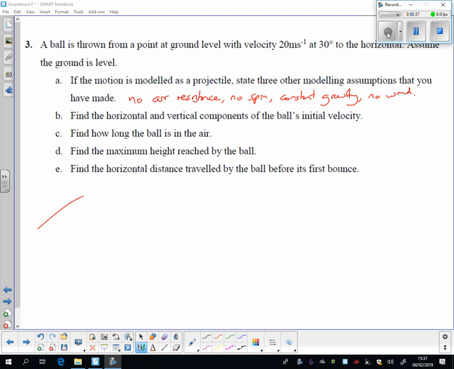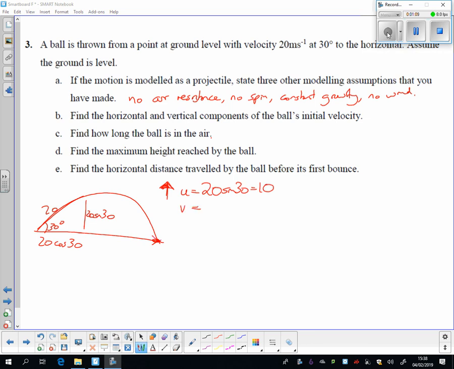We're going off at 20 meters per second, and we're going at 30 degrees to the horizontal. So we can split that up very quickly into 20 cos 30 here and 20 sine 30 there. And if I want to know how long it is in the air, how long until it reaches down here, then I work on my vertical direction. Then it starts going up, as we just figured out, at 20 sine 30. And that's actually 10, isn't it?